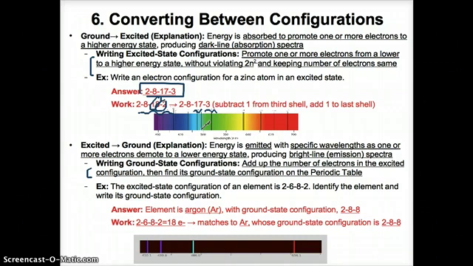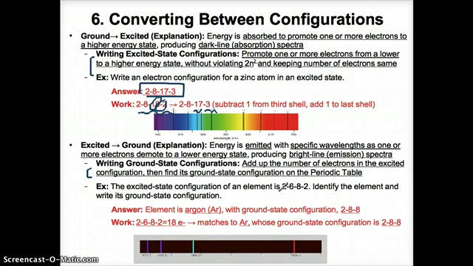Next, when you convert excited to ground state configurations, energy is emitted with specific wavelengths as one or more electrons demote to a lower energy state, thereby producing bright line spectra or emission spectra down here like this, with the specific colors corresponding to specific wavelengths of light that are emitted.